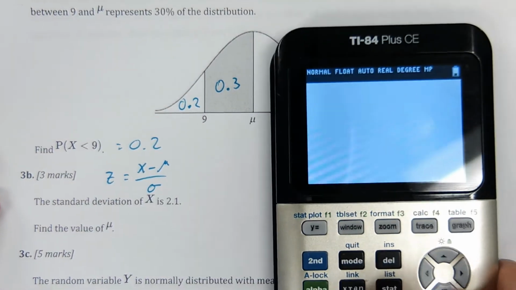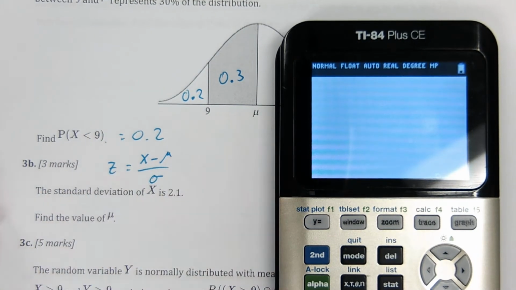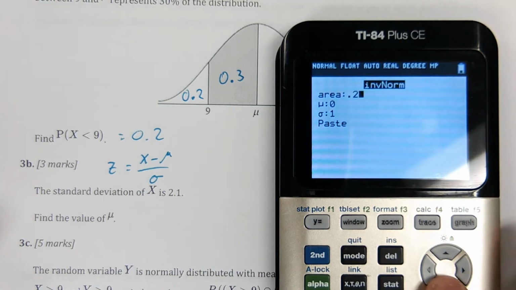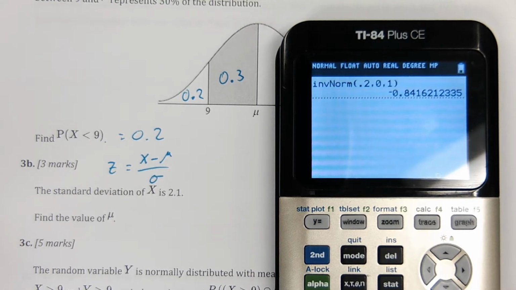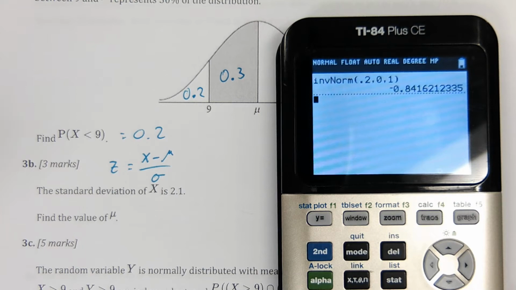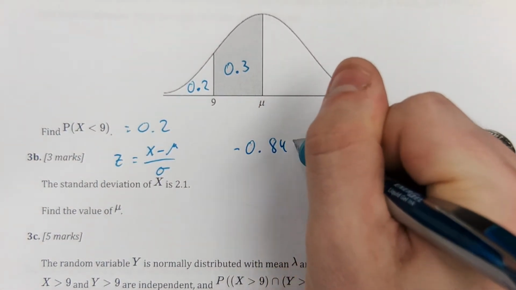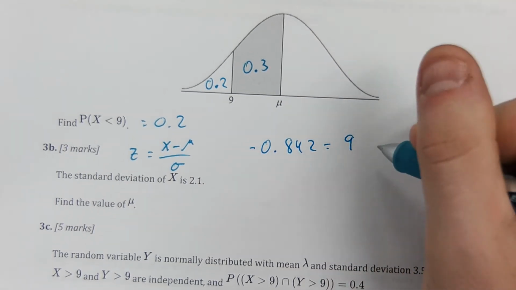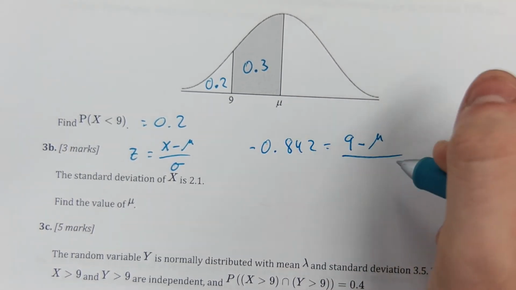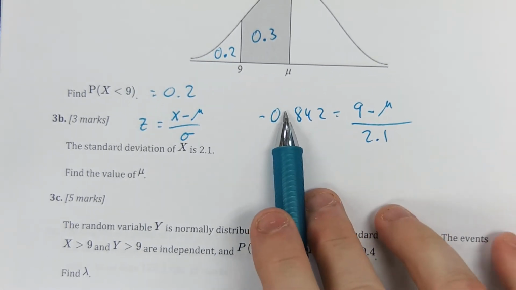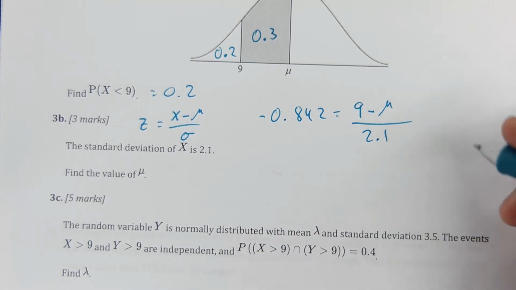So inverse normal will give us back the value on the quote-unquote x-axis. Second vars, inverse normal, area is 0.2. We don't know our mean, we don't know our standard deviation, so we just do it like that. That tells us we are 0.842 standard deviations to the left of the mean. So negative 0.842 is our z-score, equal to our x value minus our unknown mean, divided by the standard deviation that we were told, and then we just get mu by itself. Multiply, subtract, divide by -1.